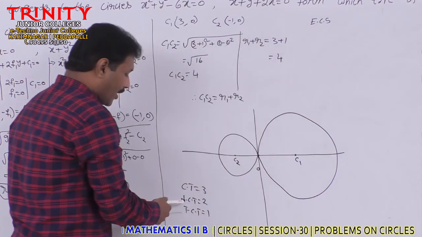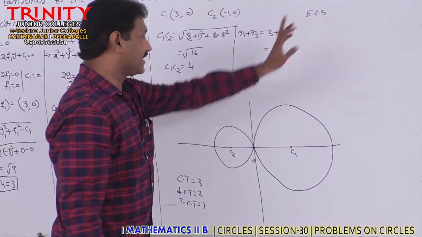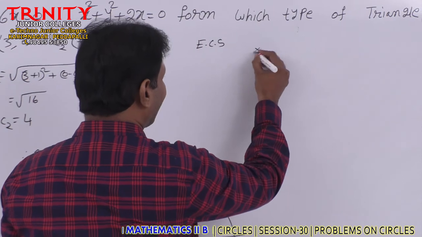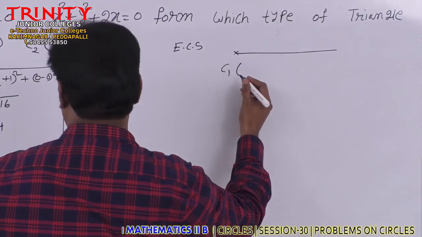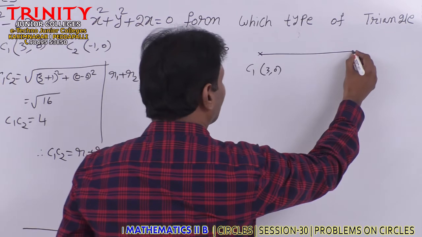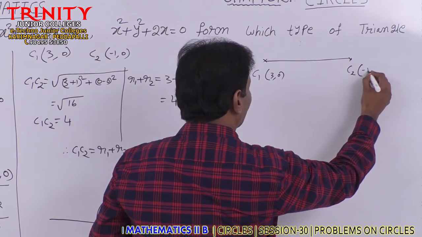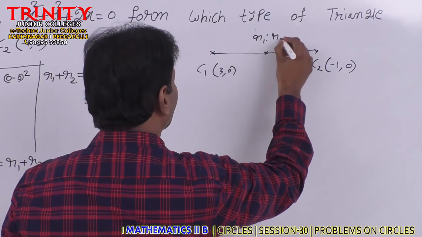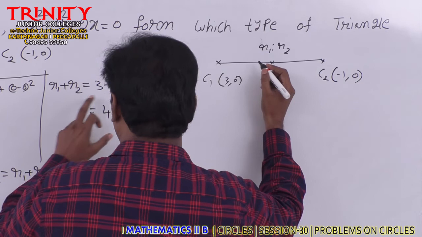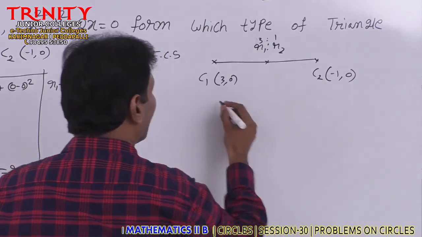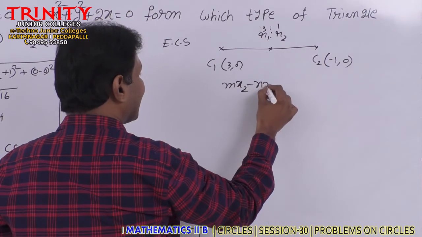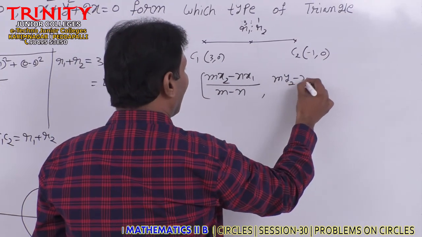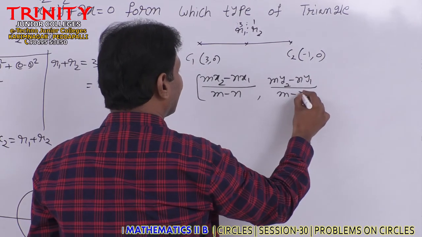We find the point of intersection of direct common tangents, which is the external center of similitude. First we find the external center of similitude. External center of similitude divides the segment joining C1 3 comma 0 and C2 minus 1 comma 0 in the ratio R1 is to R2. R1 is 3, R2 is 1, 3 is to 1. Actual formula is mx2 minus nx1 by m minus n, comma my2 minus ny1 by m minus n.